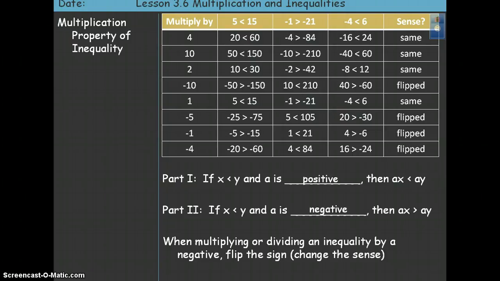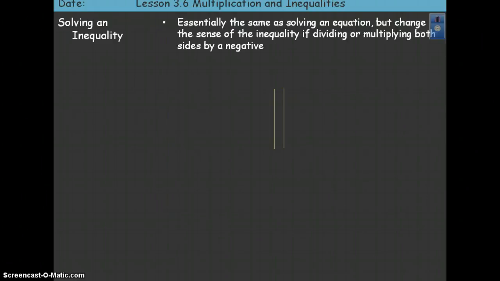This happens also when we are dividing an inequality. So let's take a look at a few examples. Solving an inequality is essentially the exact same as solving an equation. However, we have to be careful of the sense of the inequality if we divide or multiply by a negative.